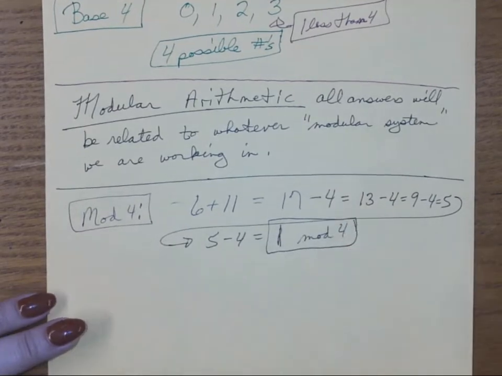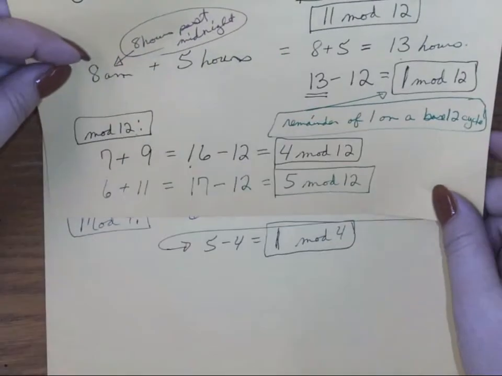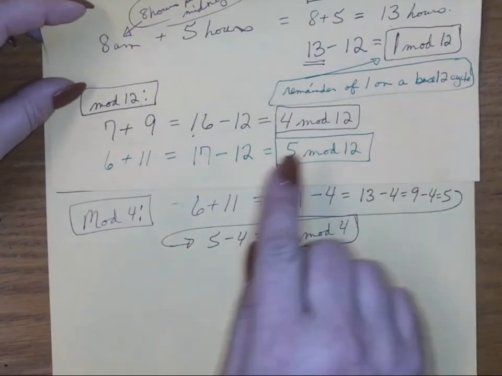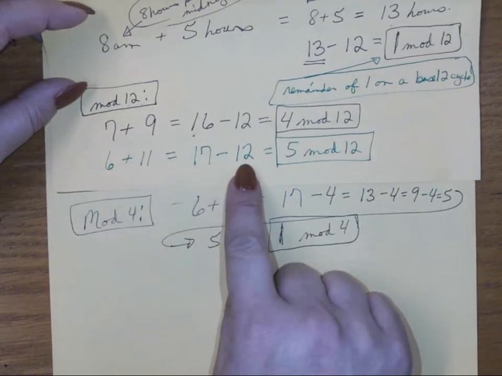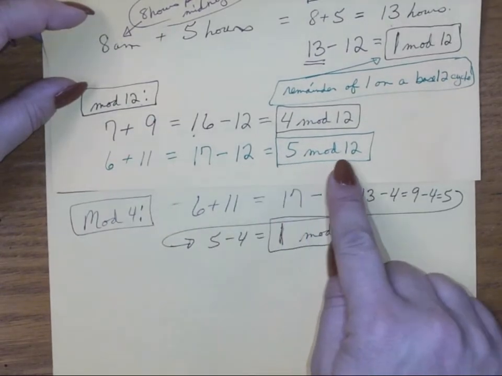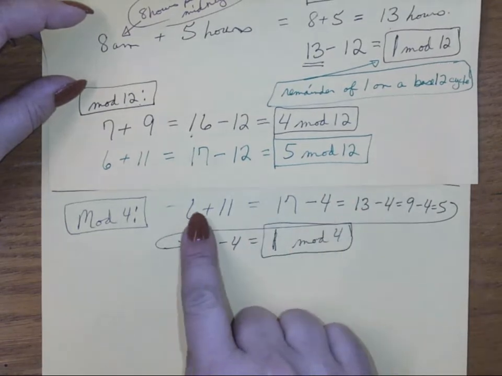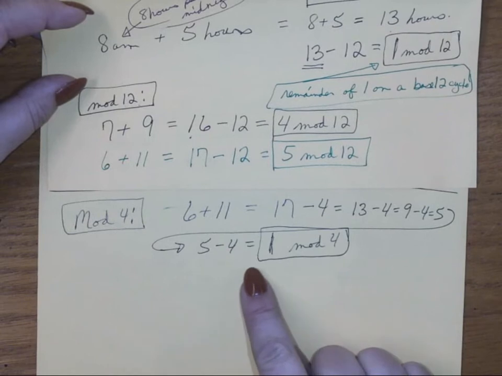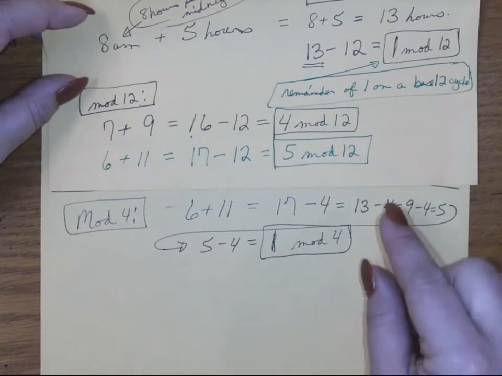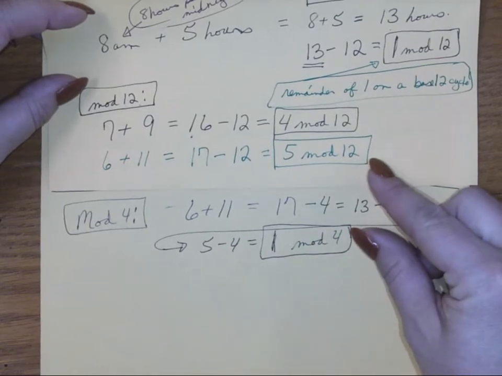Okay, 1 mod 4. So first of all, let me compare and say, hey, when I did this problem earlier in mod 12, 6 plus 11 was 17 minus 12, 5 mod 12. But here when I do this problem in mod 4, 6 plus 11 is 17. I pull out all the 4s, I get 1 mod 4. That is not the same answer. And it's based off of what?